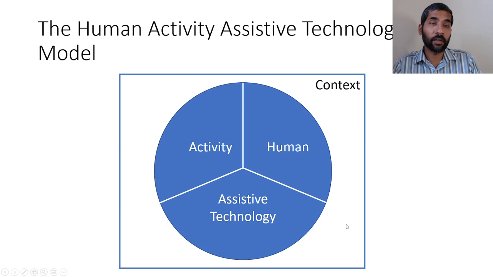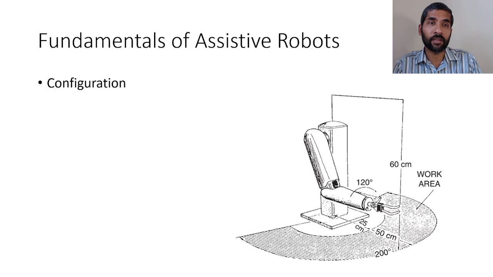Again, remember that we are using the HAT model to discuss assistive technologies. Okay, and because the activity, the human aspects, and the context is similar to the previous cases, I'm not really going to discuss it. We are just talking about robotic assistive technologies. Now, when we think about assistive robots, there are a few things that we need to think about.